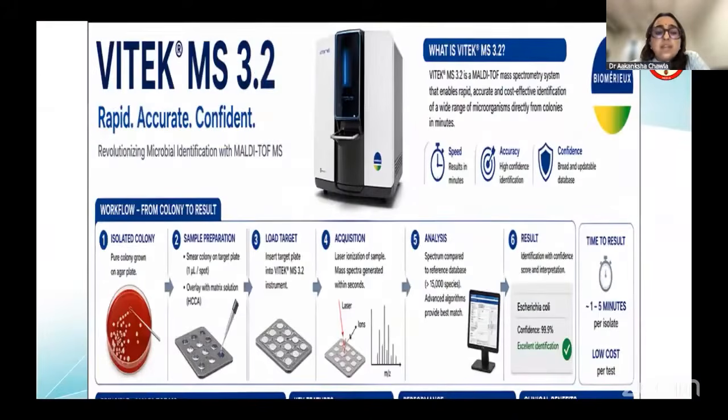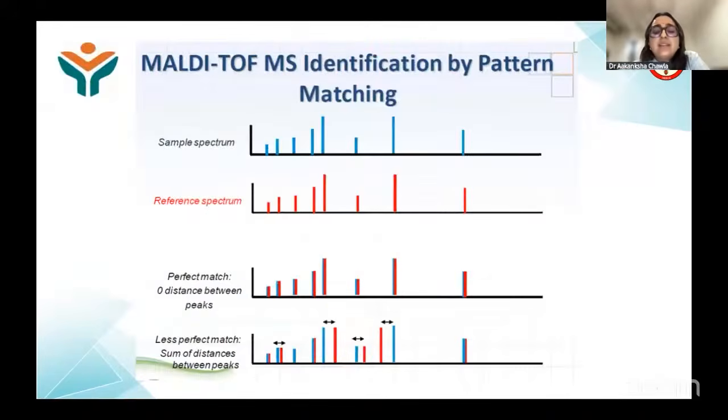So this is the Vitek MS 3.2. Like I said, once the growth is there on the colony plate, it is taken onto the target plate. Then the target plate is inserted into the Vitek MS 3.2 system. Then the machine does laser ionization of the sample, and a spectrum is generated within seconds. Now, what is this spectrum? MALDI-TOF basically has reference spectra within for each organism. And when your sample spectrum matches the reference spectrum, that is when it gives the identification of the particular organism. And that is how the microorganism is identified by MALDI-TOF.